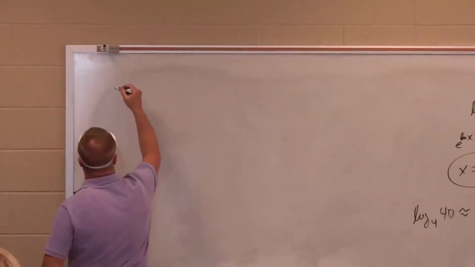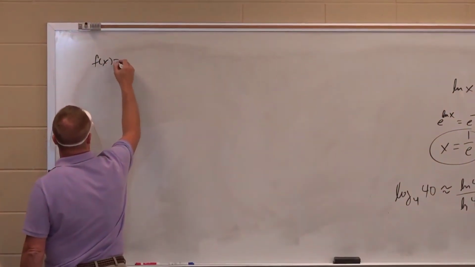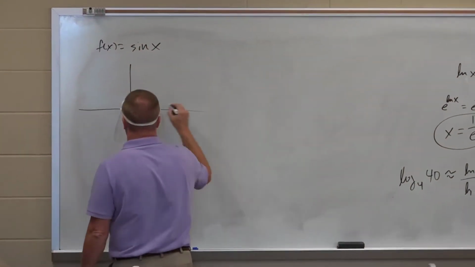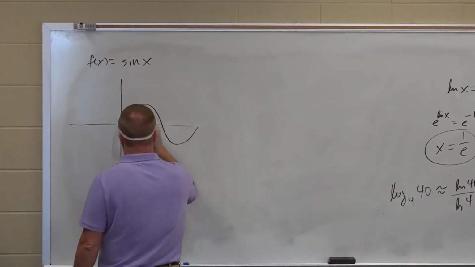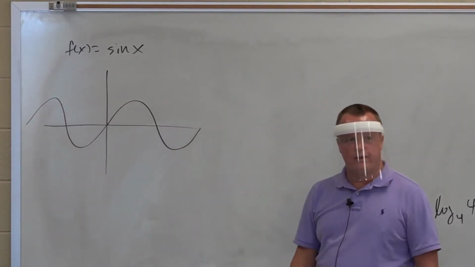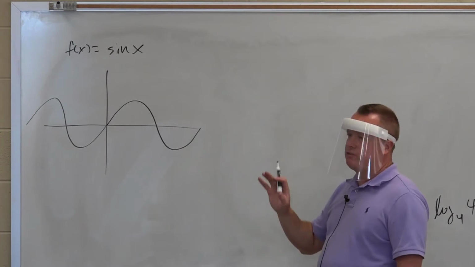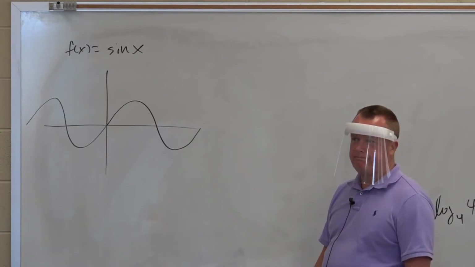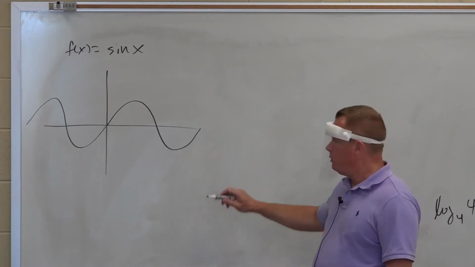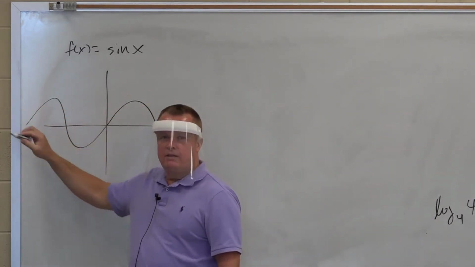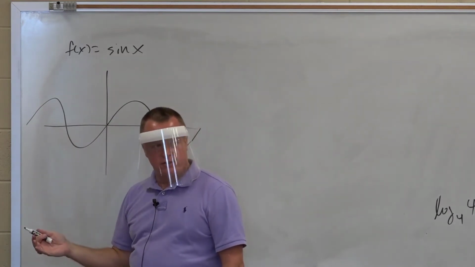Let's say we've got f of x equals sine x. That graph looks like this, and it's just a wave that continues forever, right? Does that have an inverse function? Is it 1 to 1? No. If you do a horizontal line test, it's definitely not going to pass. But we have inverse trig functions.